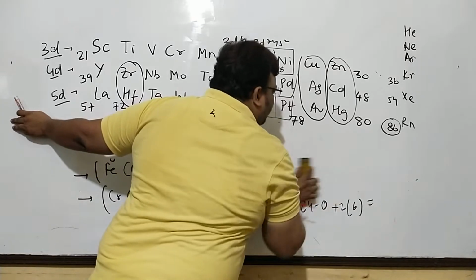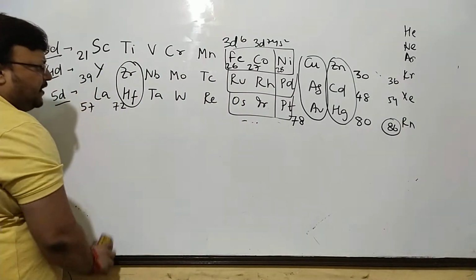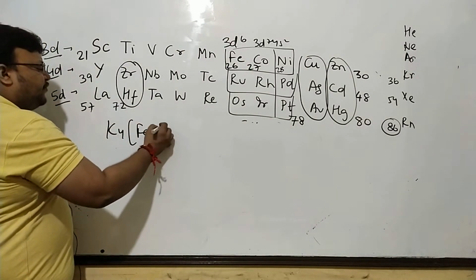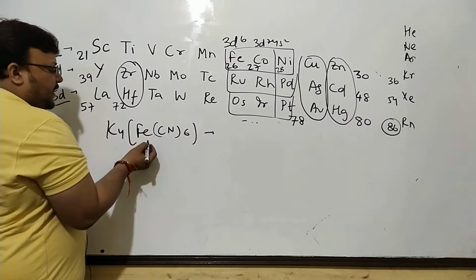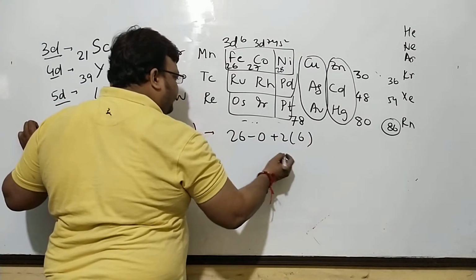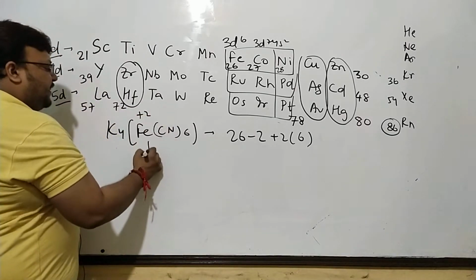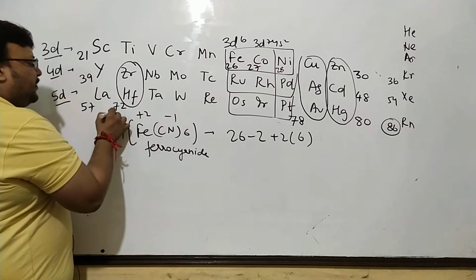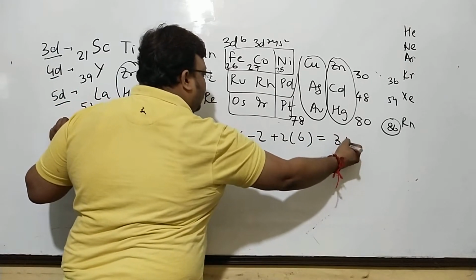When a few more complexes were discovered, realize it all began with the example K4[Fe(CN)6], where I was happy finding iron: 26 minus 2 plus 2 into 6, it's ferrous. It's ferrocyanide, Fe plus 2. So 26 minus 2, 24 plus 12 was 36, we're happy with this.